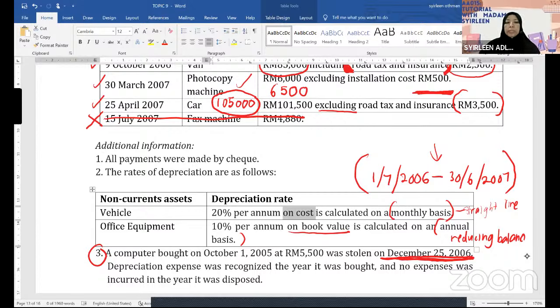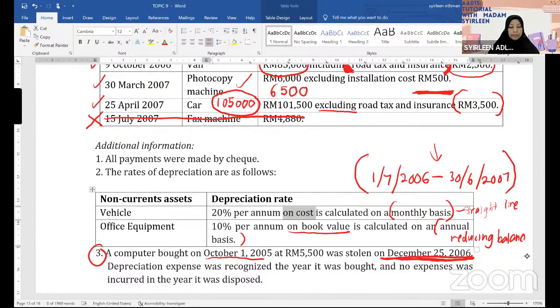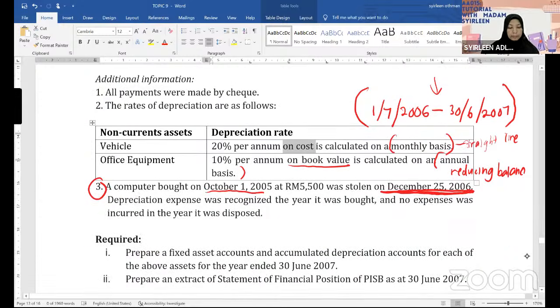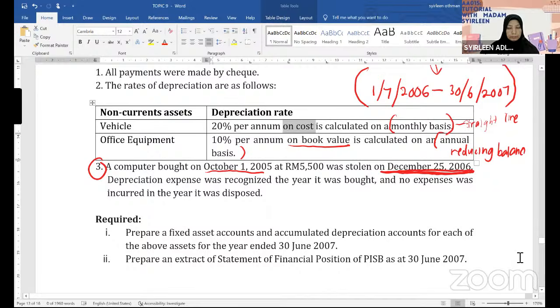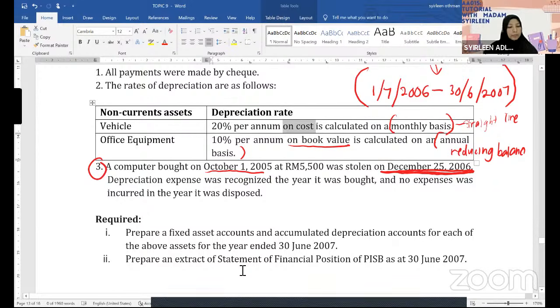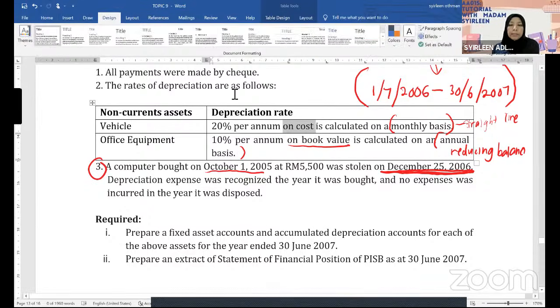Okay, so kita beli komputer tu 1st of October. Nanti awak kena susun balik dia punya year. Right, okay, so we are supposed to prepare a fixed asset account and the accumulated depreciation, and then kita buat extract for the financial position as well. Before I proceed to the accounts, I need to show you the journal as well. Kita tengok journal dulu, baru you faham lah nanti apa yang kita nak catat.